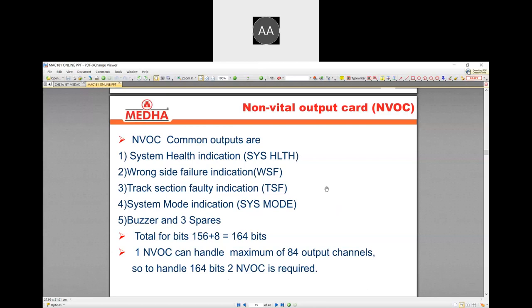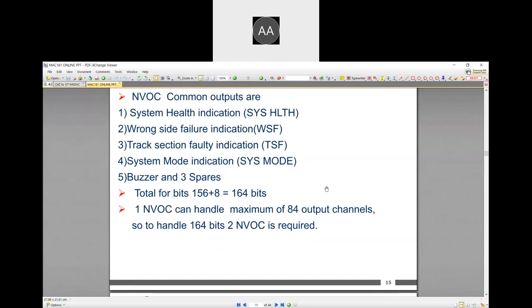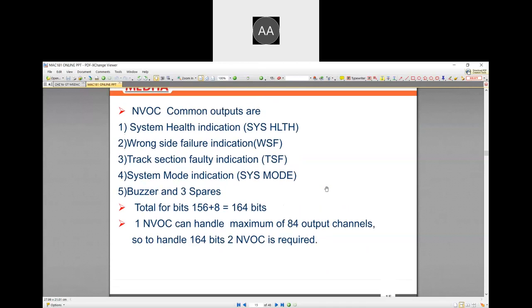So here the conclusion is, for the processor card, as it follows 2 out of 3 architecture, there will be 3 processor cards. With respect to input, there will be 4 input cards for an individual processor, so in total, 12 input cards. In order to drive the relay, 4 output cards will be required. And for non-vital output, 2 will be required as per the system capacity.